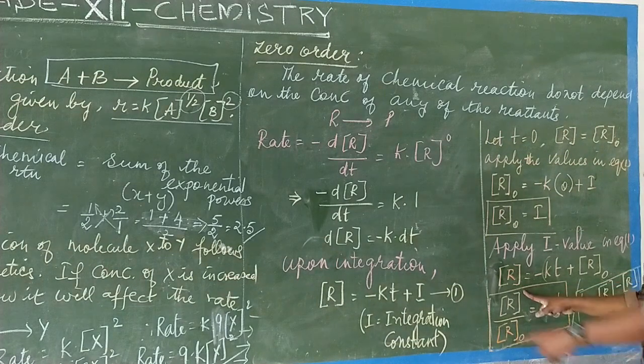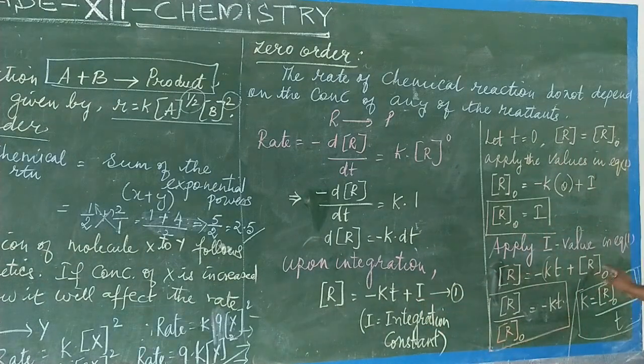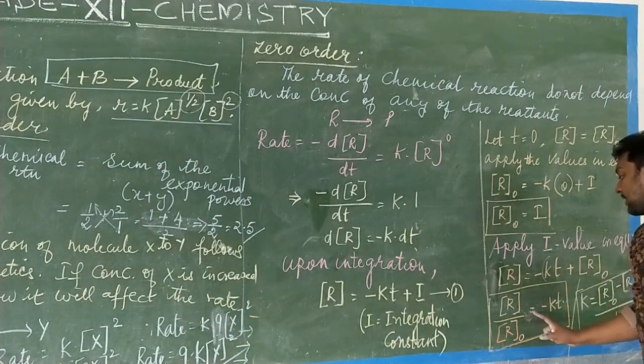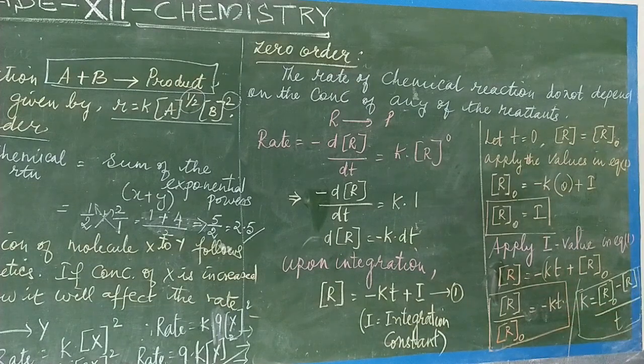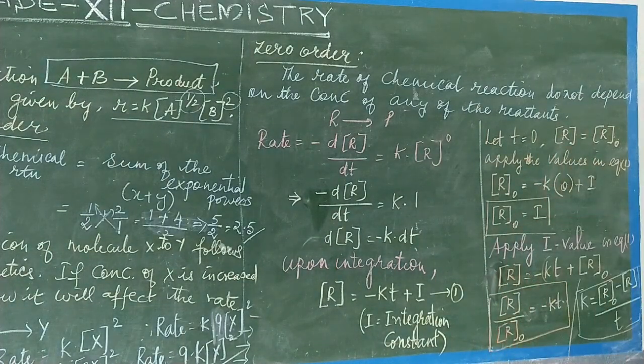Concentration of R will be equal to minus KT plus I, whose value is the concentration of R naught. So concentration of R divided by concentration of R naught will be equal to minus K into T. Now we have to find the value of K, the rate constant. So K will be equal to concentration of R naught minus concentration of R divided by T. So this is the overall expression for the zero order kinetics. Overall expression for what? Zero order kinetics.